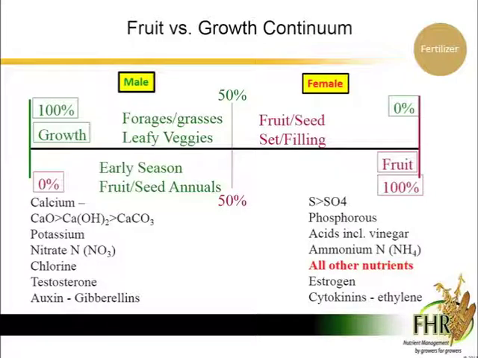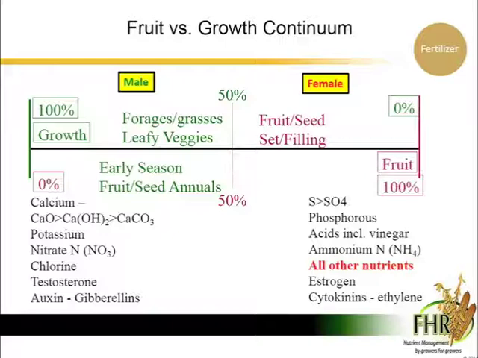Some of the things we'll cover now is your fruit and growth process continuum. Most people don't really know this. I've got some good friends that are plant physiologists, and we never got taught that in college. What we want you to understand is there's a male and female version of this system. Your male would be your vegetative growing, your portion of the nutrients that are all male or vegetative. So we're looking at forages, grasses, leafy veggies, anything that's going to vegetatively grow. When you look at those elements, you're looking at calcium, basically calcium carbonate, calcium hydroxide. You're looking at potassium, your nitrates, NO3, chlorine, probably potassium chloride, testosterone, gibberellin.